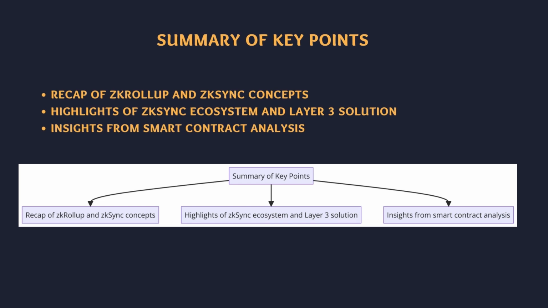We began with an overview of zkRollup and zkSync. We discussed how zkRollup serves as a Layer 2 scaling solution that enhances blockchain throughput by combining on-chain and off-chain processes. zkSync, as an implementation of zkRollup, leverages zero-knowledge proofs to validate transactions efficiently and securely. This combination reduces gas fees and accelerates transaction times, making it a crucial technology for scaling Ethereum.